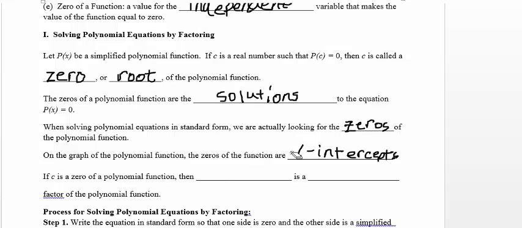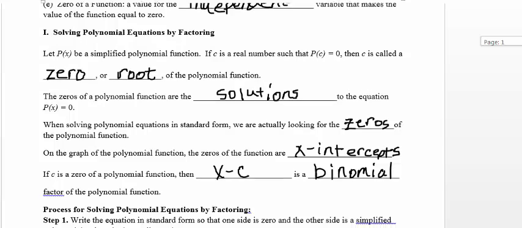If c is a zero of a polynomial function, then x minus c is a binomial factor of the polynomial function.